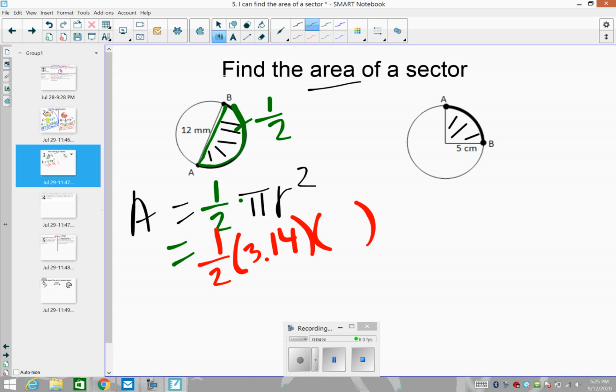So we have to take a look at the radius. Well, we know the diameter is 12. So therefore the radius would really be 6 plus 6. So the radius is 6 squared. So check that out. What did I do there? How did I get the 6? Check it.